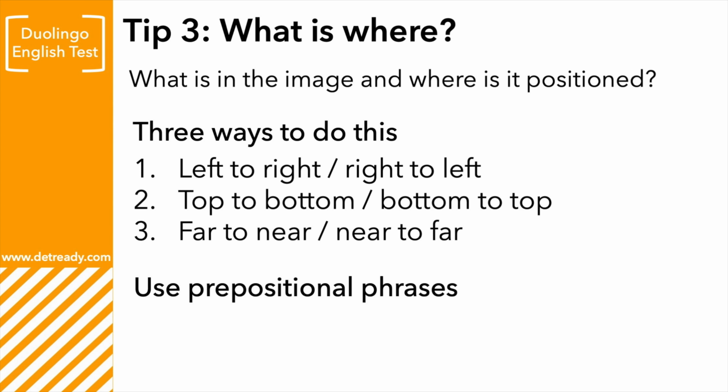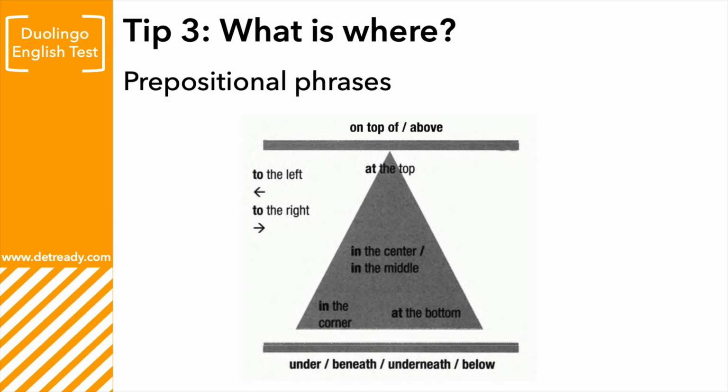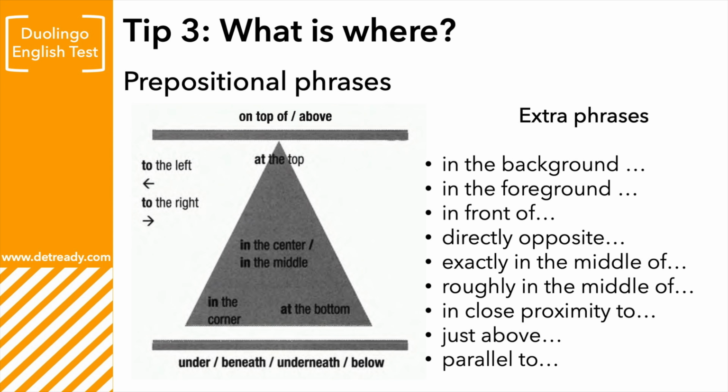You might want to start from left to right, or right to left, top to bottom, or bottom to top, far to near, or near to far. If you go in a logical order and stick to it, then describing where things are located in a photo becomes a lot easier. And you should also use prepositional phrases for this. To the left, to the right, on top of, above, at the top, in the center or in the middle, in the corner, at the bottom, under, beneath, underneath, or below. Here are a bunch of extra different ones you can use as well.